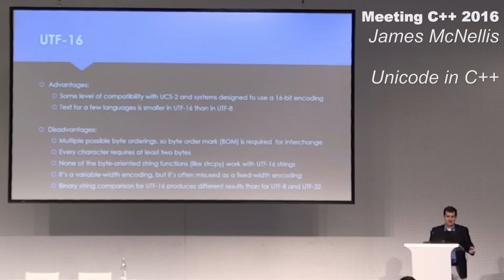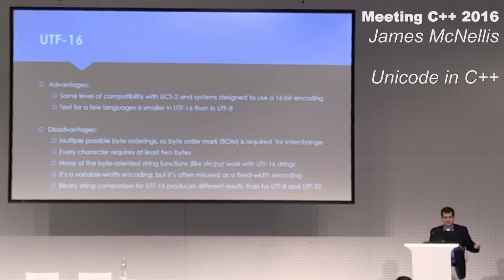But it's got a bunch of disadvantages. It still has multiple byte orderings, just like UCS2 had, so you still need the byte order mark. Every character requires at least 2 bytes, so we still have the problem that we end up wasting a lot of bits. None of the byte-oriented string functions work, just like they didn't work with UCS2. It's now a variable width encoding, so we don't even have the benefit that UCS2 had, where, well, at least we've got 1 code unit per character.